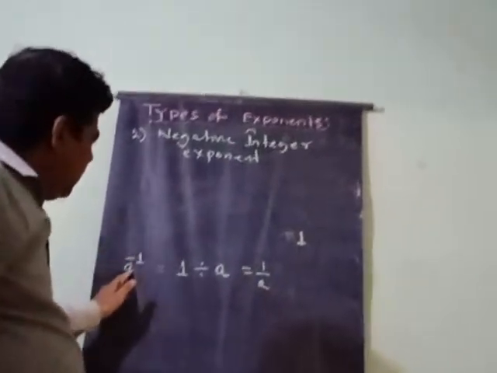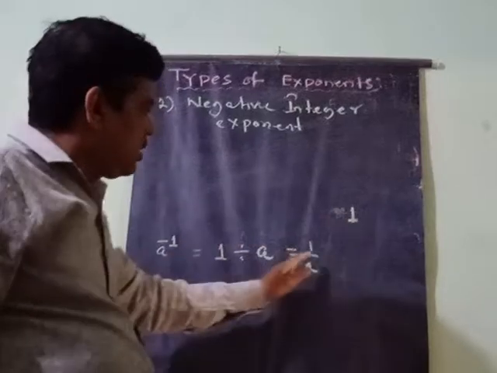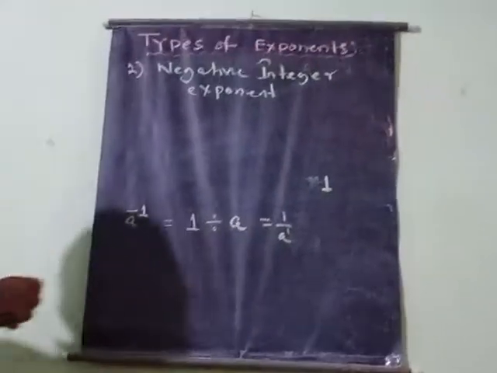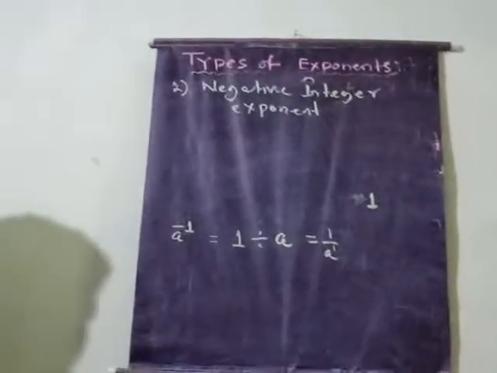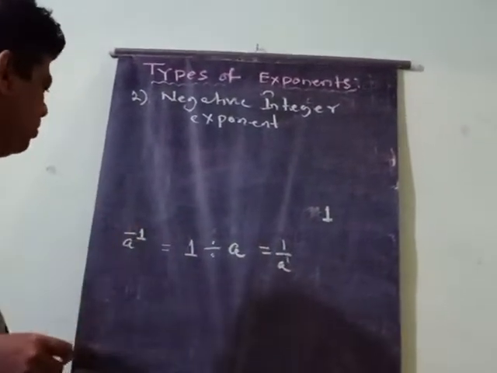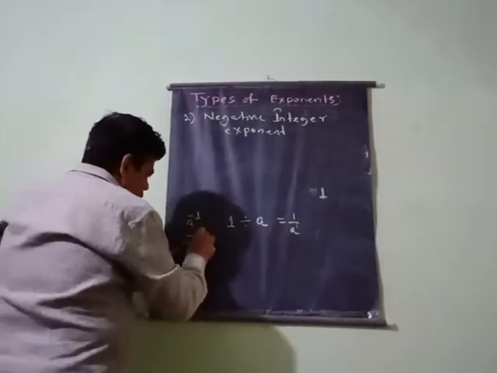It means a to the power minus 1, a negative exponent, is actually the reciprocal of the positive exponent. This is called a negative exponent. a to the power minus 1 is equal to 1 by a. 1 by a is the reciprocal of a to the power minus 1. Similarly, a to the power minus 2.